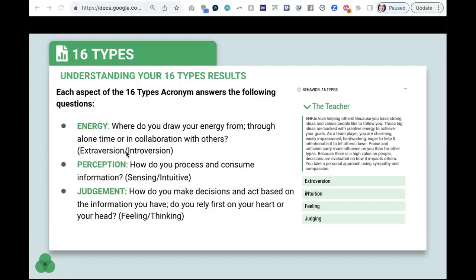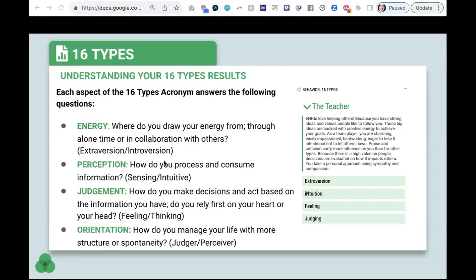Now, the orientation preference is about how you manage your life and work. Do you manage it more with structure or more spontaneity? Are you more of a judger or a perceiver? Now, be careful. Judger here doesn't mean judgmental, right? It really just means that in your perception of how you now take and organize the information that you have to be able to act on it, right? How are you organizing it? Are you putting more structure into it?